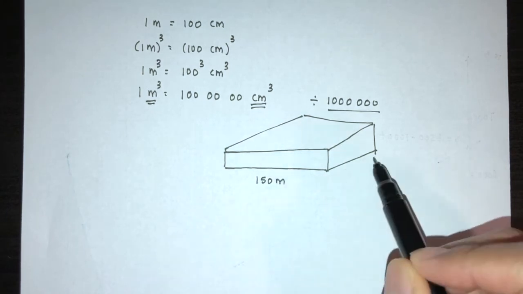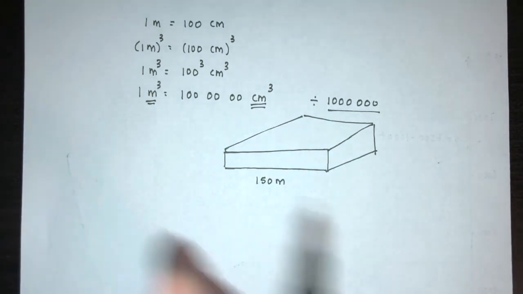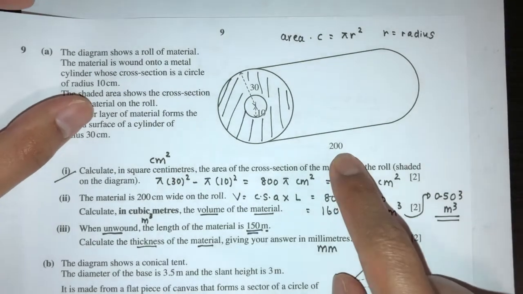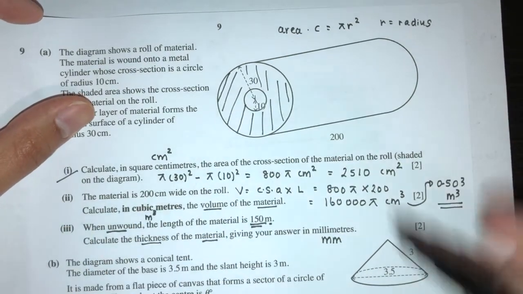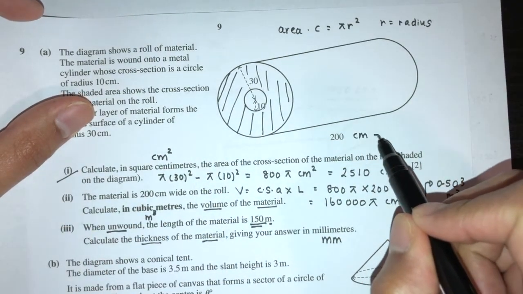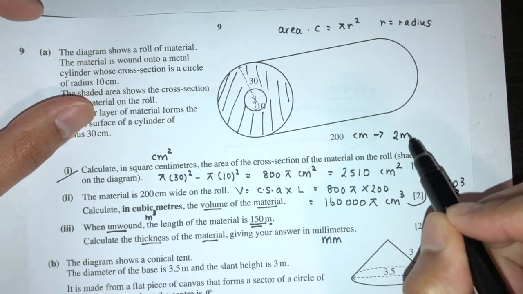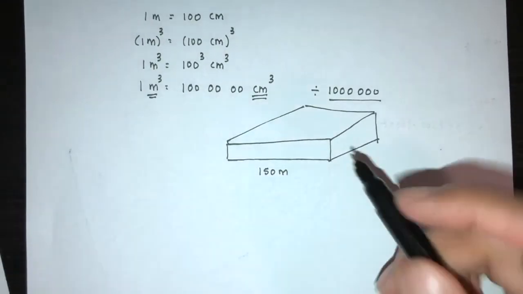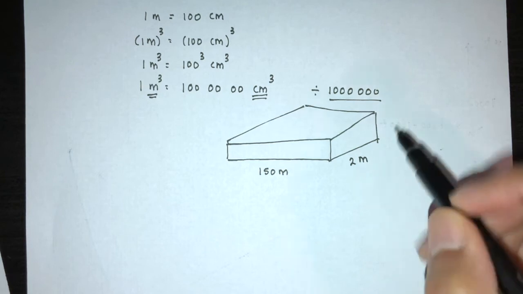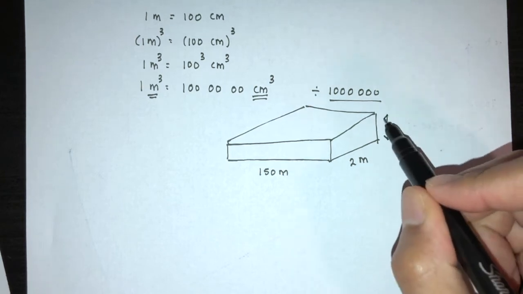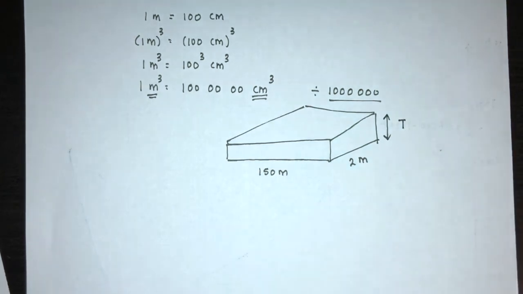How about this one? This one we also know it is given to us by 200, but this one is in centimeters. So we have to convert to meters. That will be 2 meters. Okay, so that will be 2 meters wide. And you want to find the thickness. The thickness, let's call this one T. We want to find this.